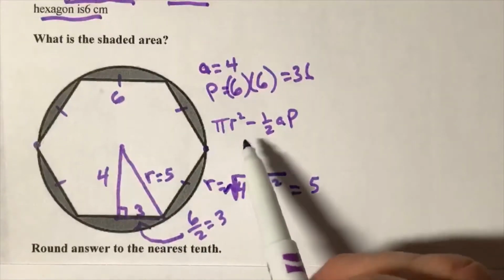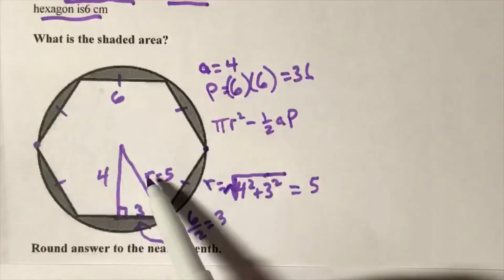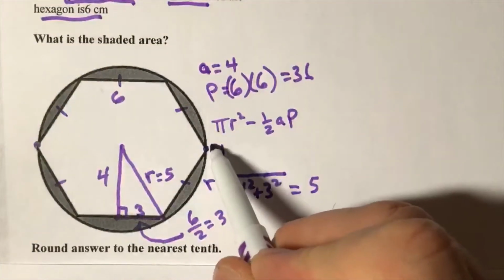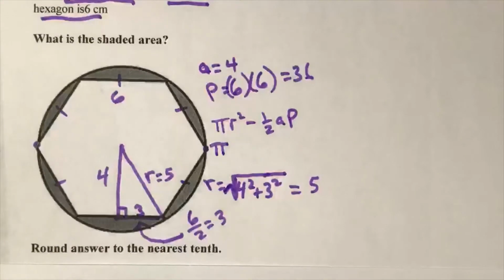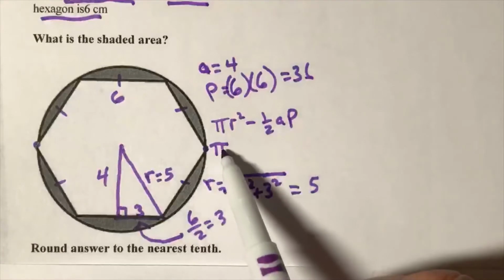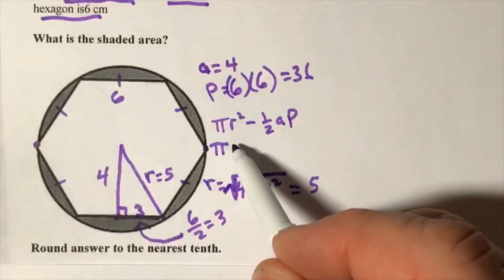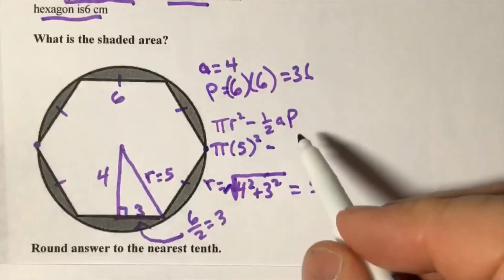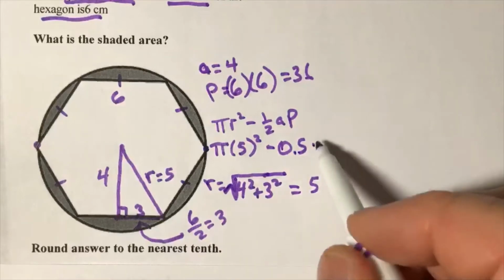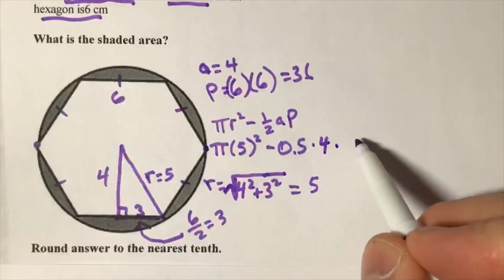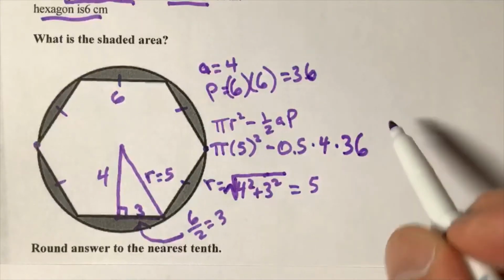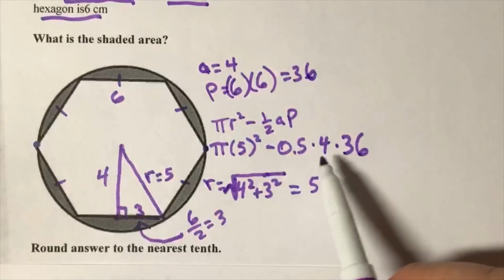Now I can go to my formula and start plugging in everything. I know my radius, I know the apothem, and the perimeter. Okay? So you must use all of pi here because there's nothing in the reading about letting pi be 3.14. It doesn't say anything about it. That means we must use all of it. So this is radius 5 squared minus 0.5 times 4 times 36. Okay, put that in the calculator. Finish number 5.